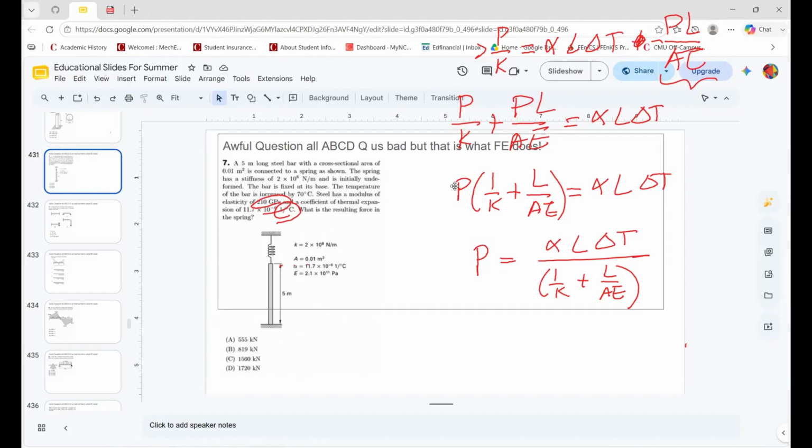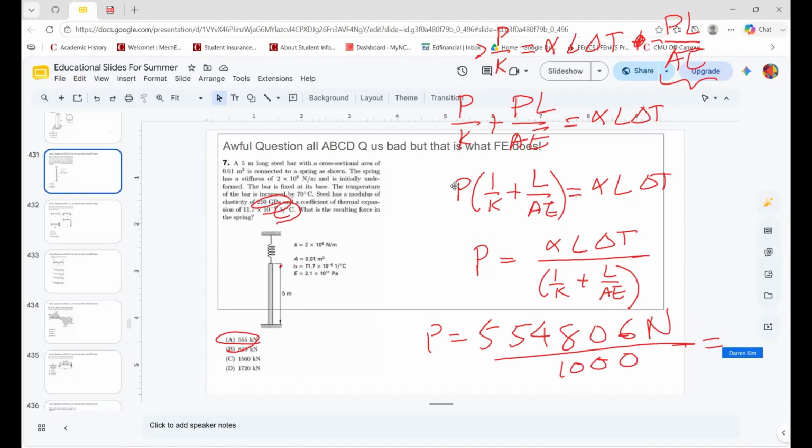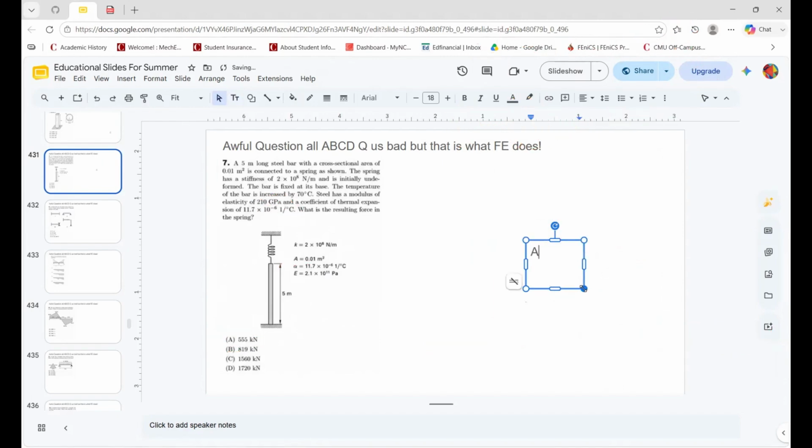I actually like that better because it gets you in the practice of some of the questions where you have to know that G means 9. I get P equals 554,806 newtons. And since the answer is in kilonewtons, you have to divide it by 1,000, which is 554.8, rounding up, which is why they did it. So it's A.